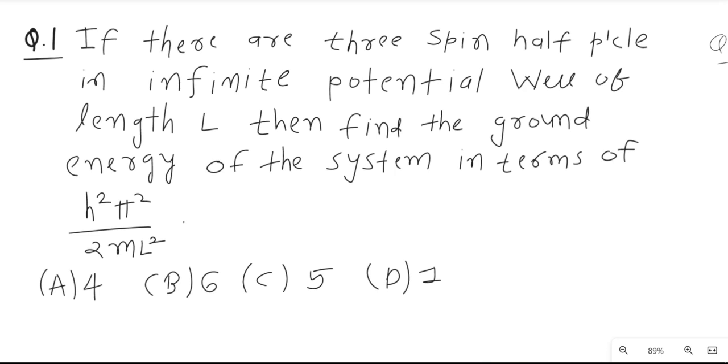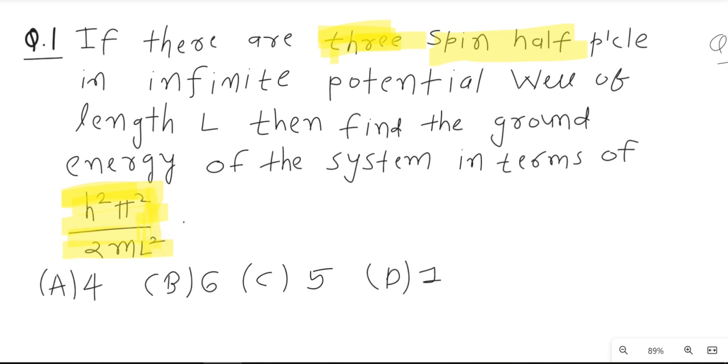In this video, I am going to discuss a few MCQs for the BARC written examination. In the first question, we are asked: if there are 3 spin half particles. So, first of all, we are given the number of particles, that is 3, and these 3 particles have spin half. Again, we are given spin in an infinite potential well of length L, then find the ground energy of this system in terms of h square pi square divided by 2 m L square.